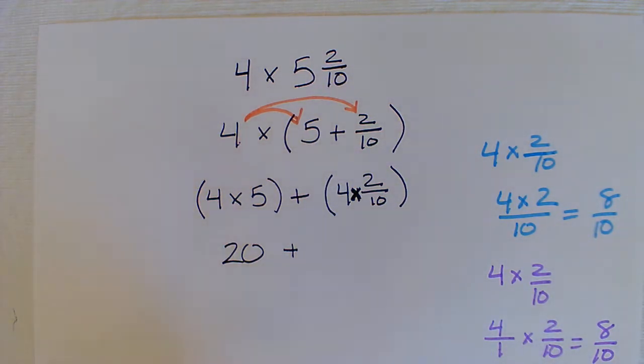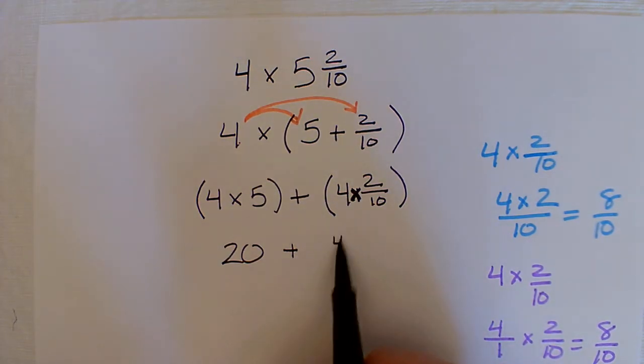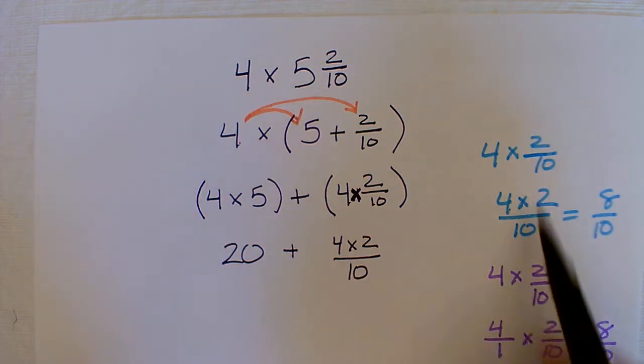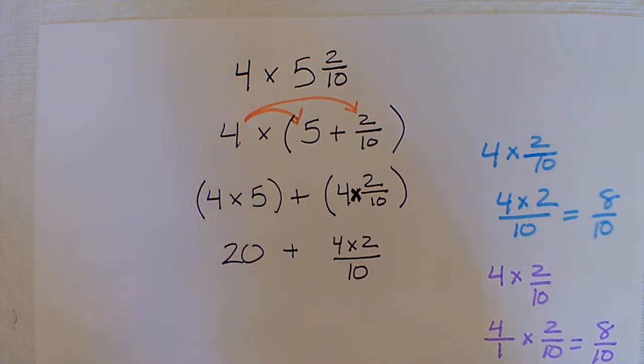So I'm going to go ahead and write, I'm going to do it this way for now. So what I end up with, again, is going to be 4 times 2 over 10. And I just chose this way. You could do either one. For the next problem, I'll do it that way.